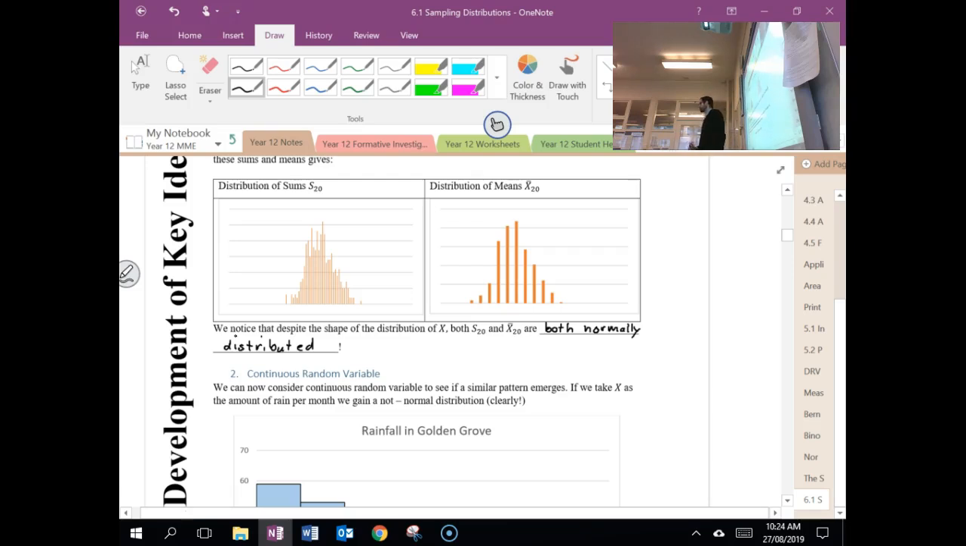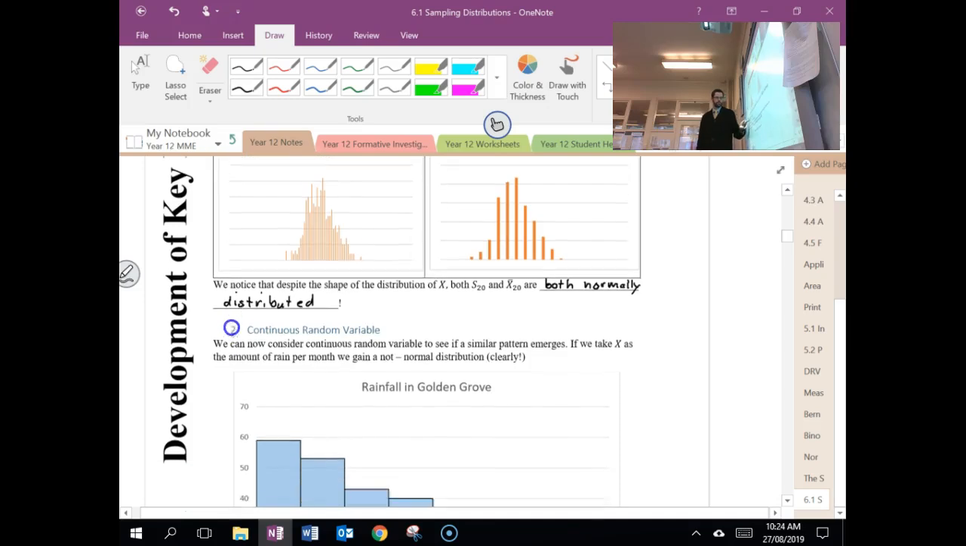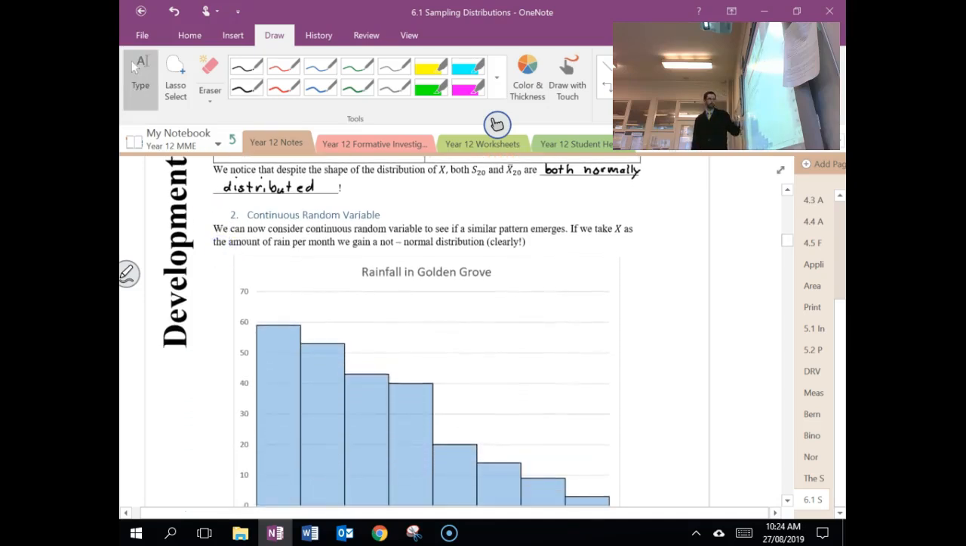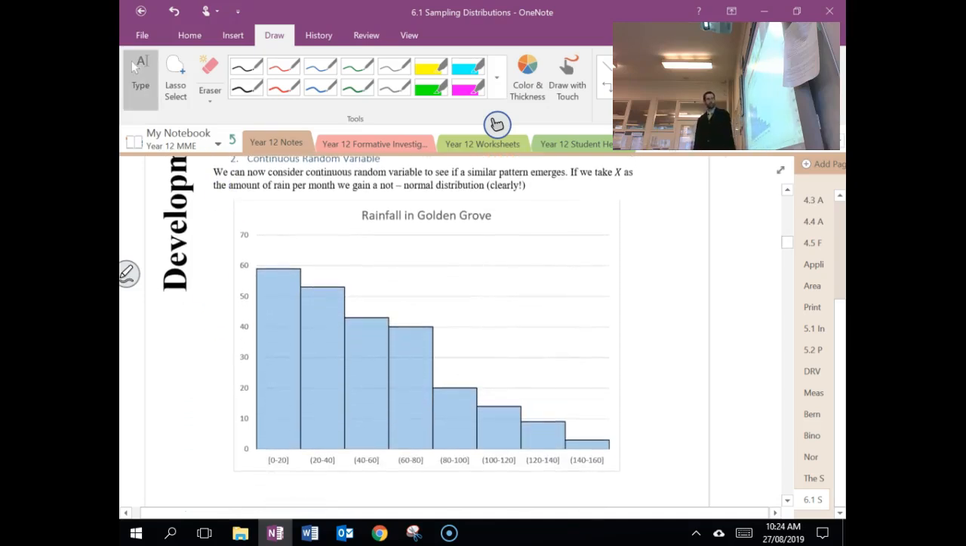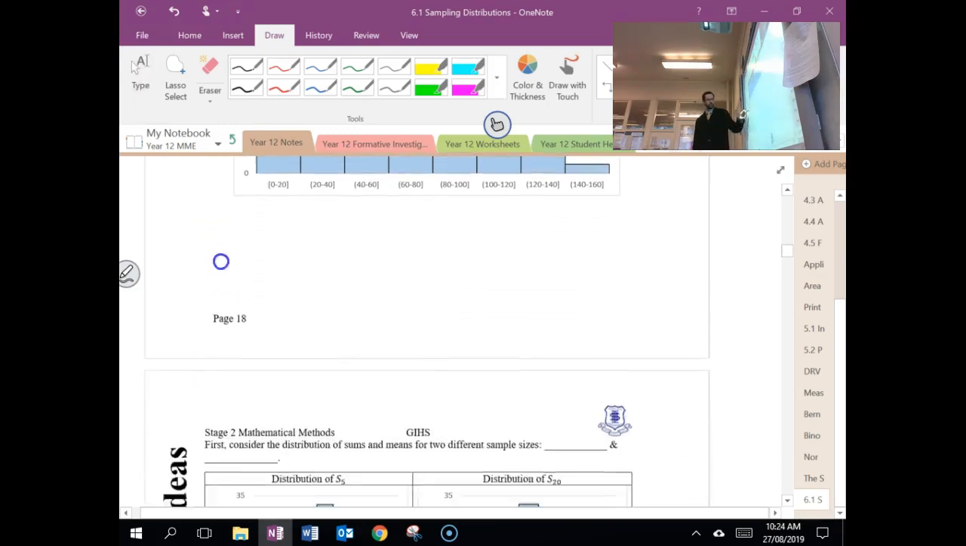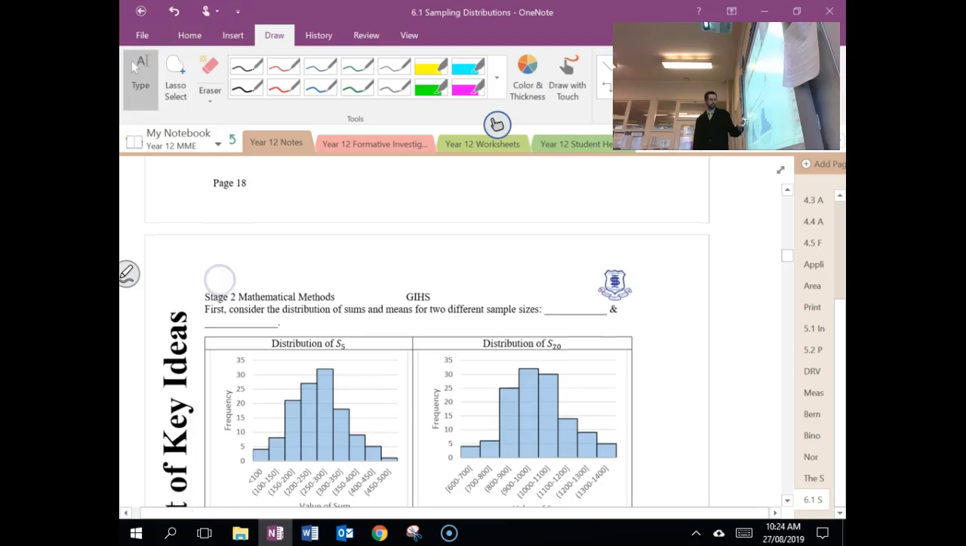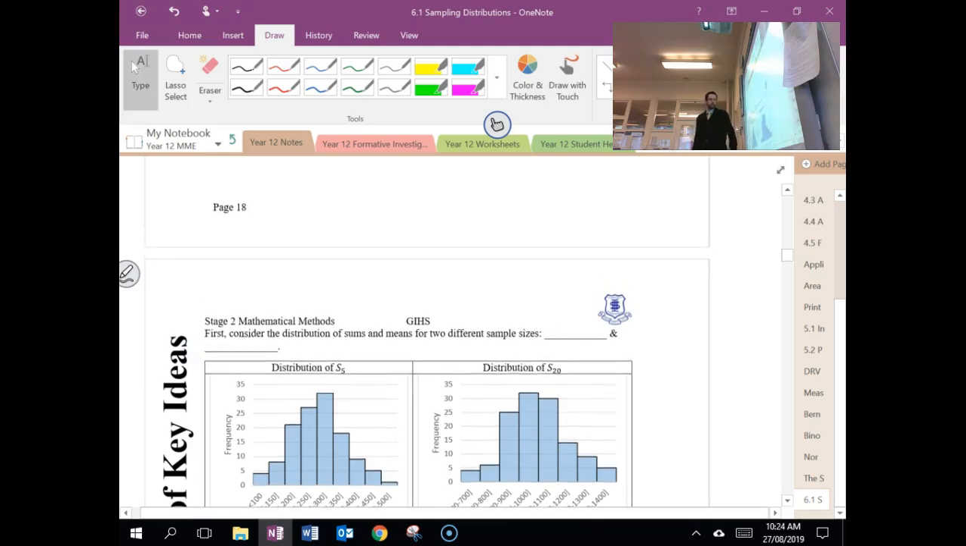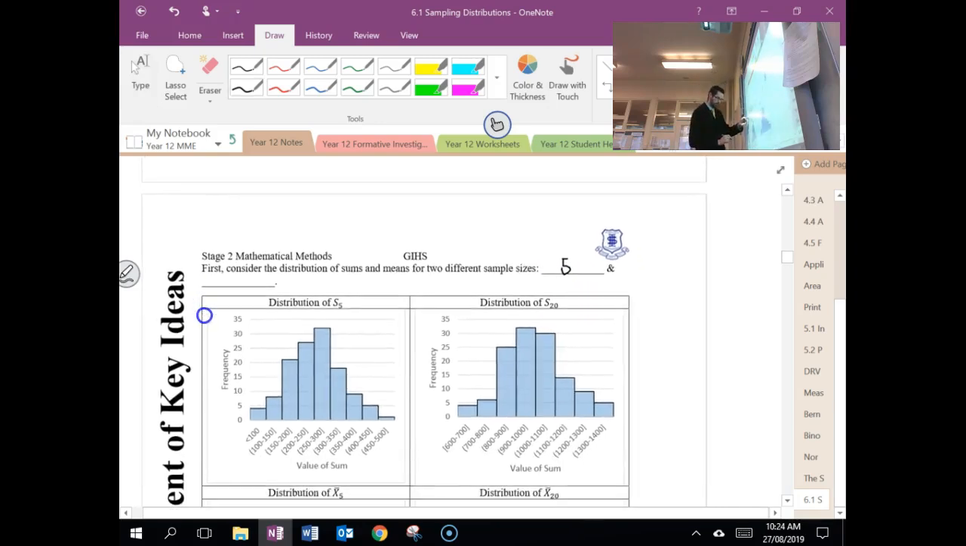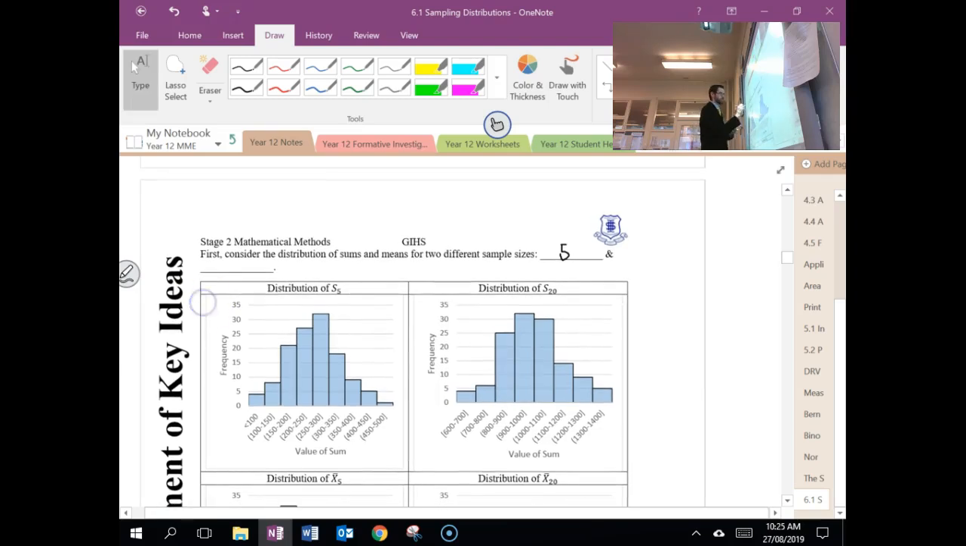so let's try it with a continuous random variable. If I can go back to my rainfall data, I think we can agree that that's not a normal distribution. So let's try taking samples. We're going to do two different sample sizes. We're going to do samples of 5 and samples of 20.